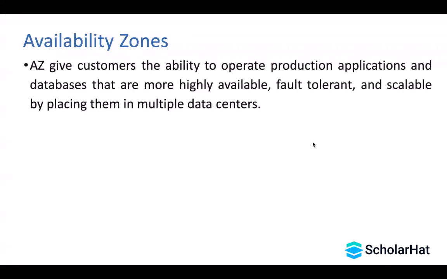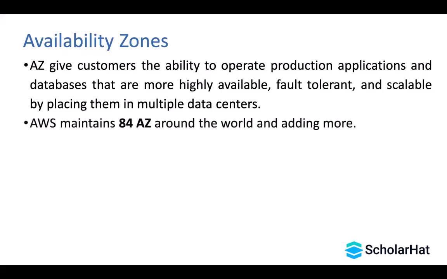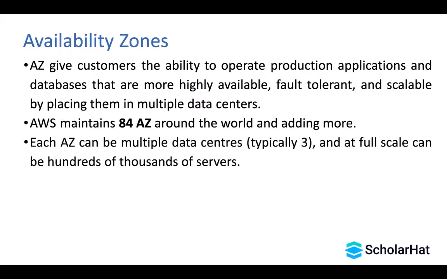In this video, we will learn about availability zones. Availability zones give customers the ability to operate production grade applications and databases that are more highly available, fault tolerant, and scalable by placing them in multiple data centers. AWS maintains nearly 84 availability zones around the world, and they are planning to add many more in the near future. Each availability zone can be multiple data centers, and you can even place hundreds and thousands of servers in those multiple data centers.